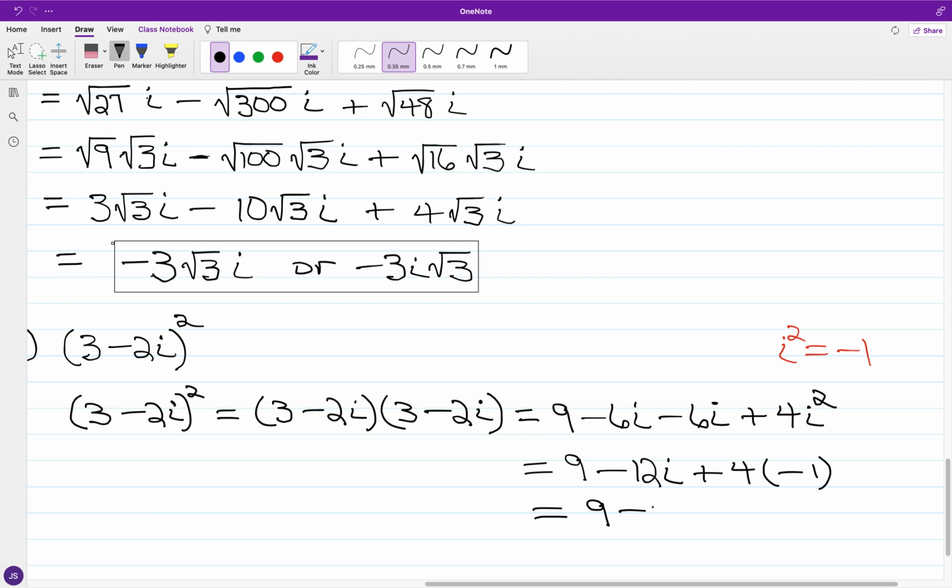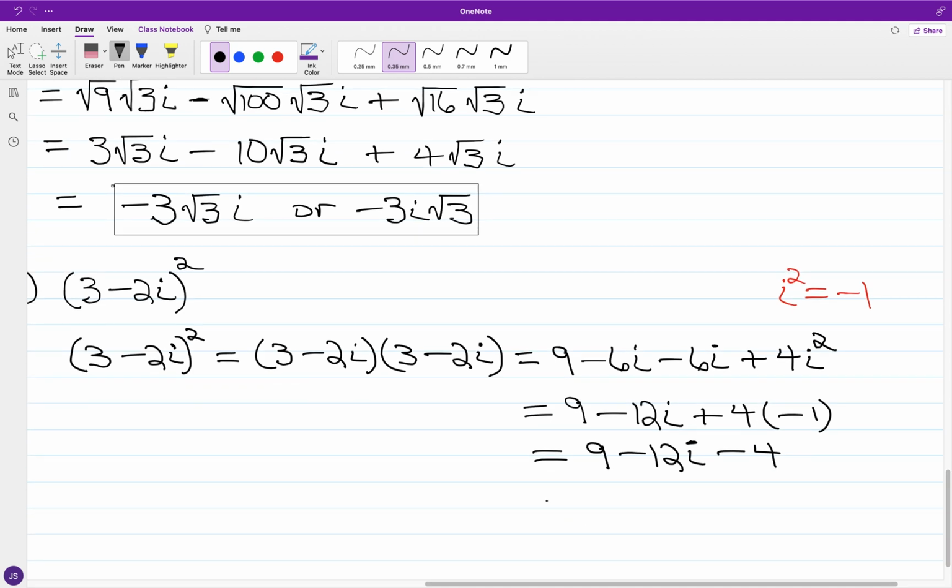And as we narrow things down, we got 9 minus 12i. 4 times negative 1 is negative 4. And 9 minus 4 is 5. And so the square of a standard complex number of this type also has to come out to yet another complex number in standard form, where we have 5 minus 12i.